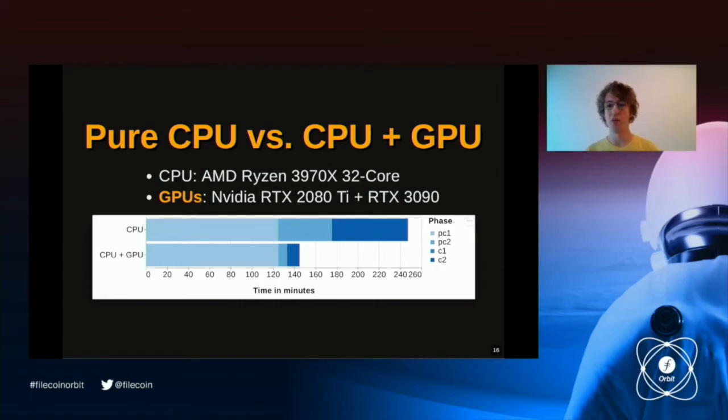This is again run on the same machine as from the first slide. And now you hopefully have a better understanding of what those bars mean. So let's look into detail. At the top, we have the CPU runtime of a proof of replication of a 32 gigabyte sector. And in the bottom, we have the runtime with the GPUs enabled. On this machine, we even had 2 GPUs.